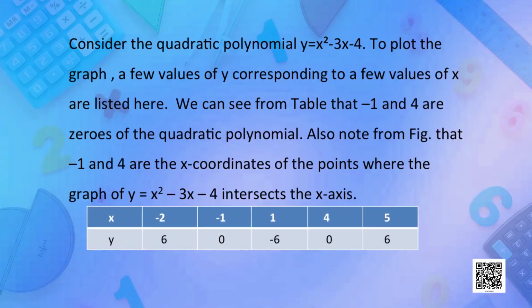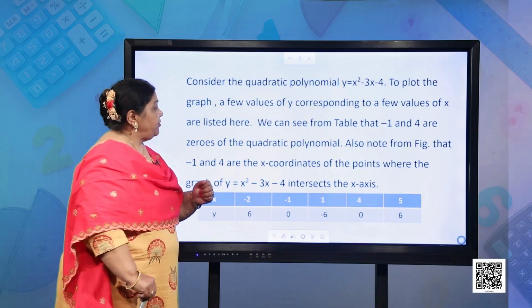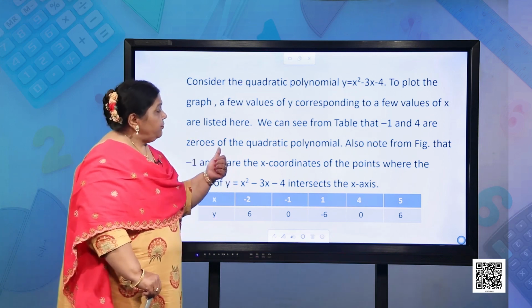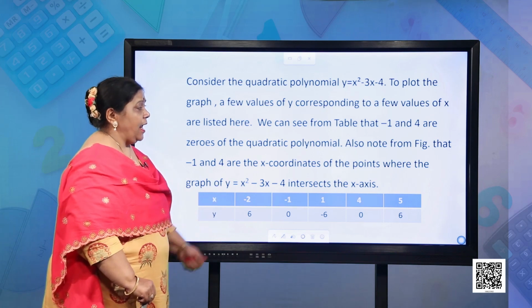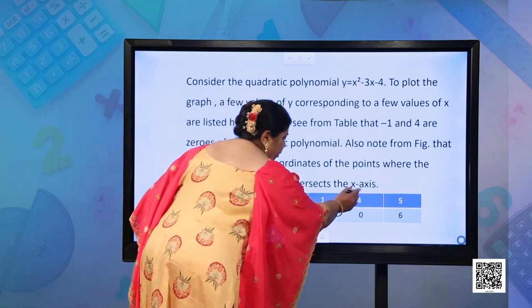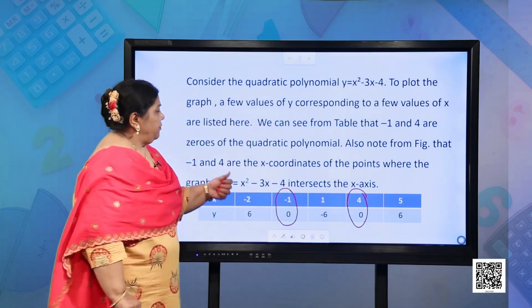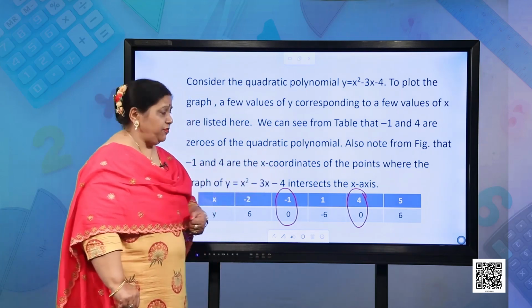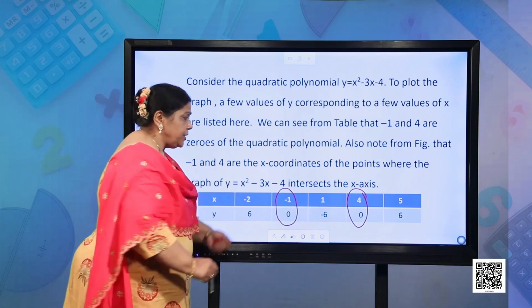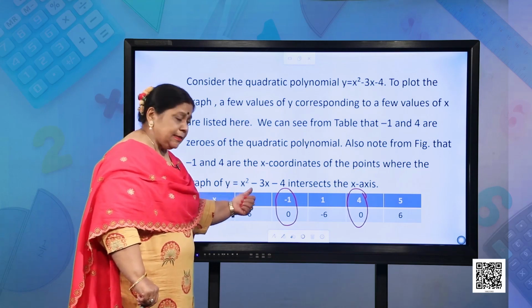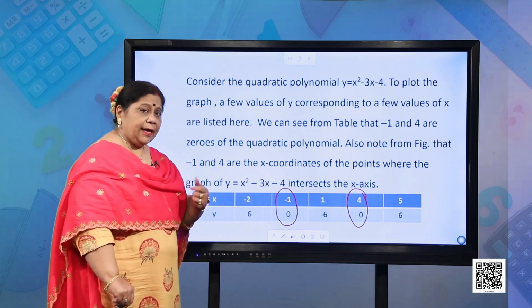Consider the quadratic equation y is equal to x square minus 3x minus 4. To plot the graph, a few values of y corresponding to a few values of x are listed here. We can see from the table that -1 and 4, look here, -1 and 4, are the zeros of the quadratic polynomial. Also note from the figure that -1 and 4 are the x coordinates of the points where the graph of y is equal to x square minus 3x minus 4 intersects the x axis.